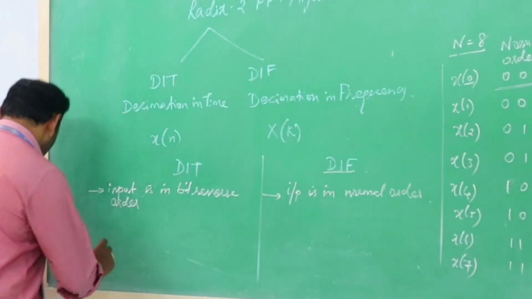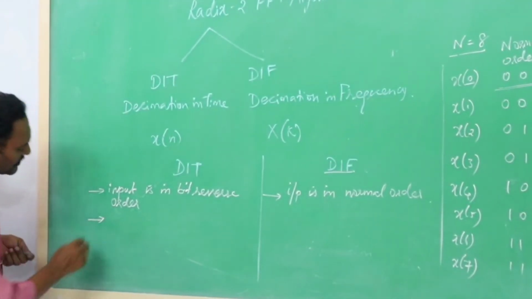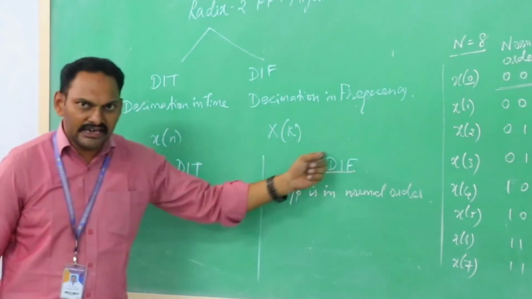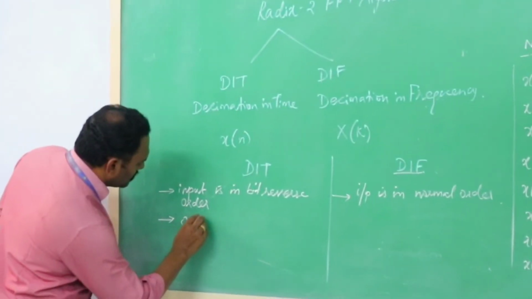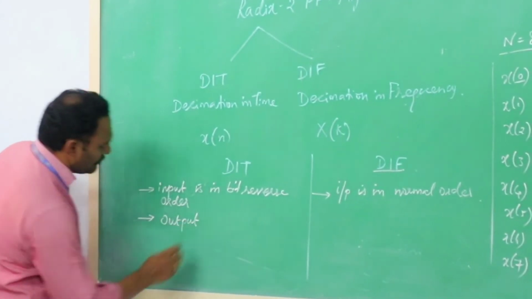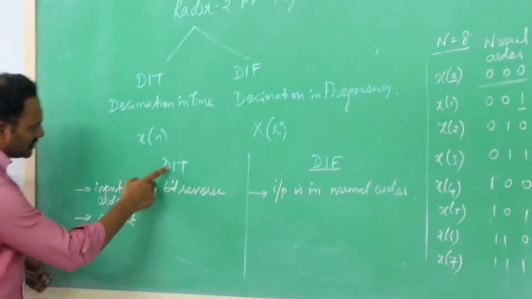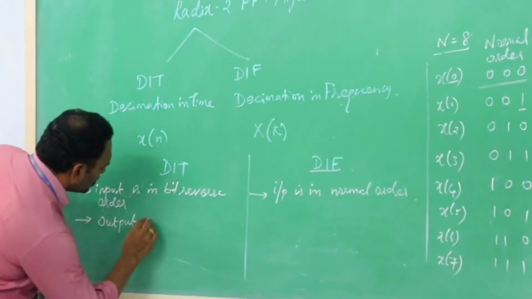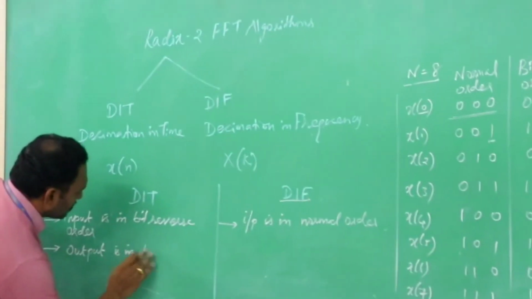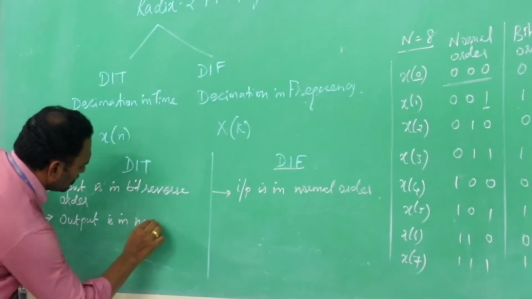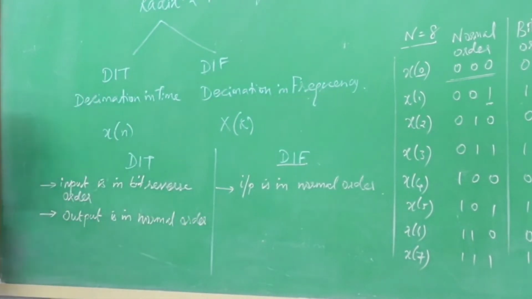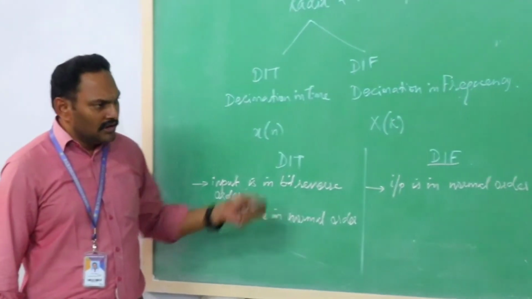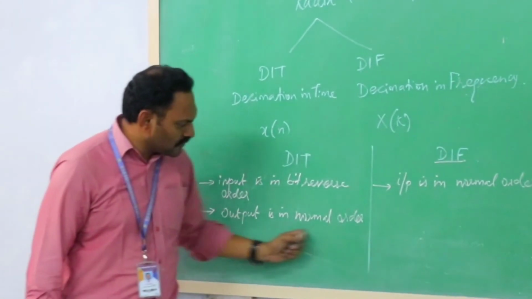The second difference between DIT and DIF is the output; we need to consider the output also. Here the output in DIT FFT is in normal order. Normal order in the sense we get the output in the form of normal order.